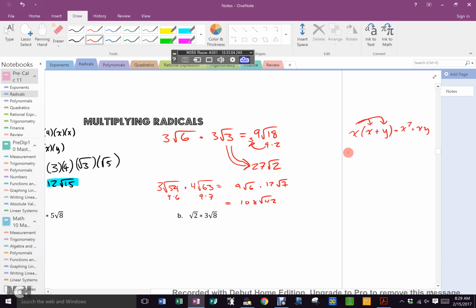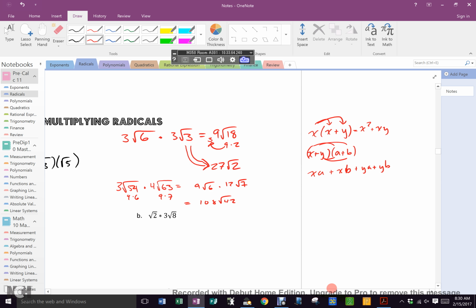Okay, and you all need to remember this. FOIL, right? What's the answer there? XA plus XB plus YA plus YB. Double distribution. Those rules still apply, but now you've got radicals instead of regular numbers. Okay? There's nothing new. Now, I'm planning to go over foiling again because it is always helpful. If you are comfortable with FOIL, do not write this down. If you would like to write it down, write it down.